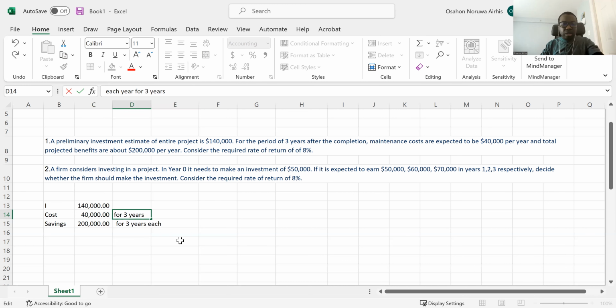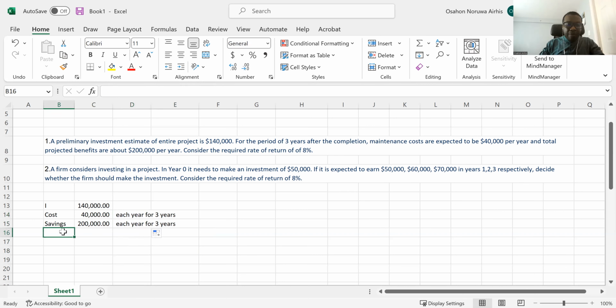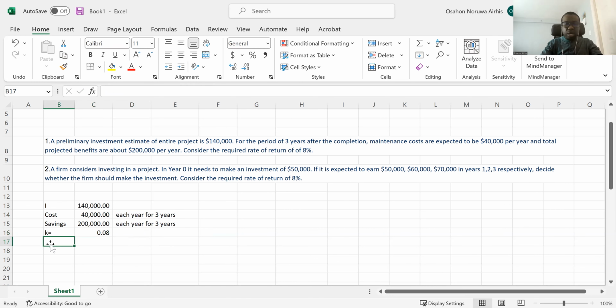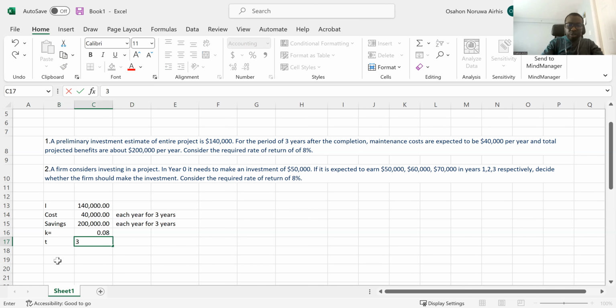That sounds like better English. Okay, so basically the same thing. Then we have that our discount rate, or the rate of return K, is equal to 8 divided by 100. So it's in percentage, so we'll convert it to the appropriate fraction. And then we have the period T to be 3. So let's try and draw a table to get this done.